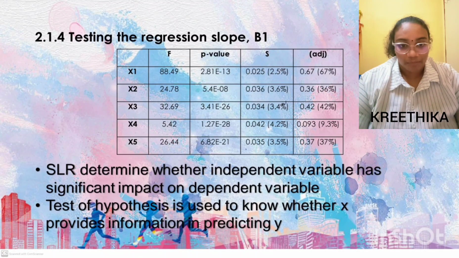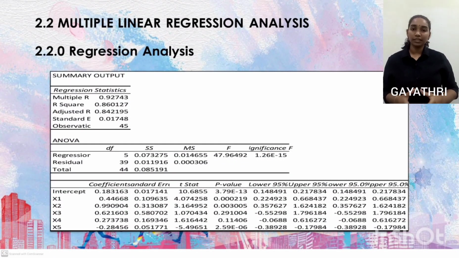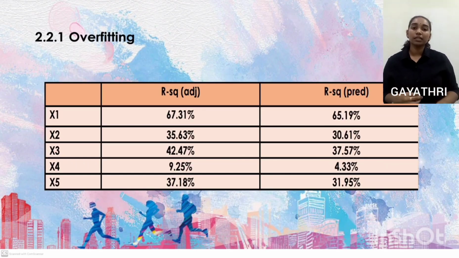Based on the scatter plot above, the regression line of slope beta 1 for x1, x2, x3 and x4 is positive, while for the graph x5 it is negative. Coefficient of determination: all the values of r squared are between 0 and 1. It is partially fit for predicting batting average. For the multiple linear regression, we did a regression analysis. For overfitting, there is no large difference between r square adjusted and r square predicted, which means there is no overfitting in this model.